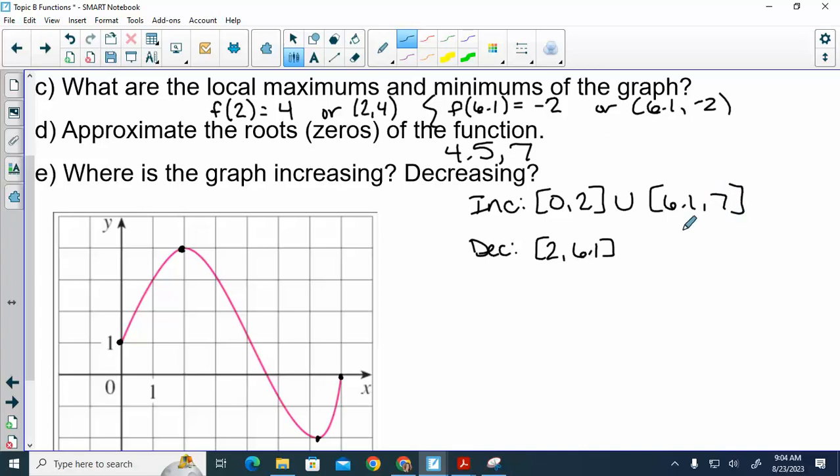Technically, with increasing and decreasing, it doesn't matter if you do parentheses or brackets. So both are correct here. All right, how much of this stuff are you remembering seeing before? Somewhat familiar?